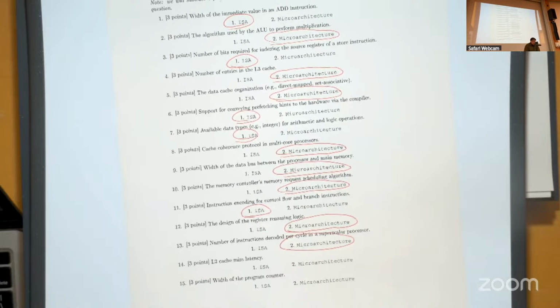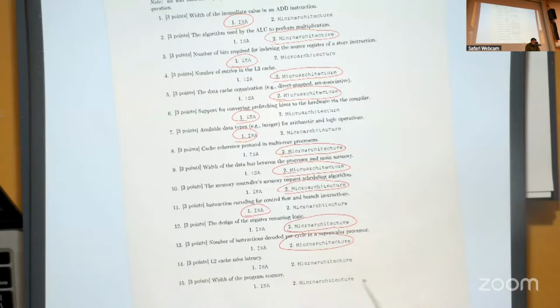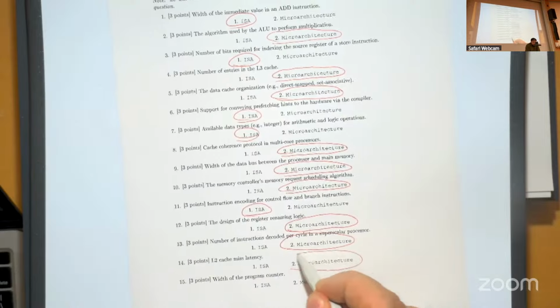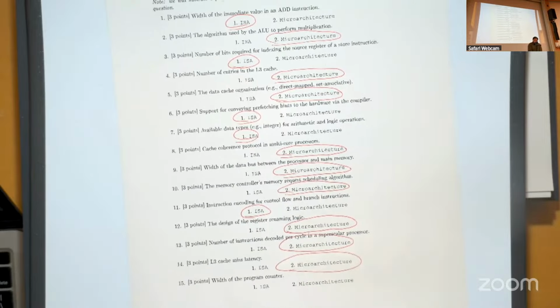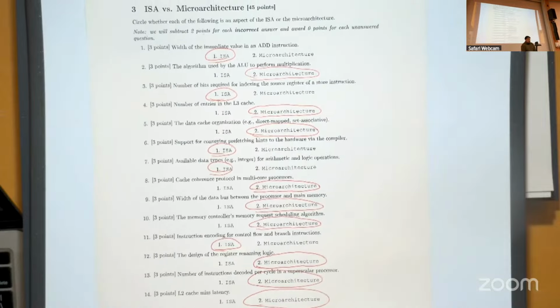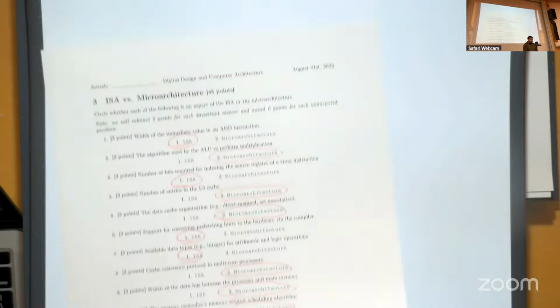And L2 cache miss latency. This is not defined in ISA, so this basically depends on the protocols that you have, how big your L2 or the other, let's say, caches you have. So this is again microarchitecture, and the width of the program counter is ISA. So that was a rather quick one. So yeah, I hope it will be quick for you as well in the exam. Thanks.